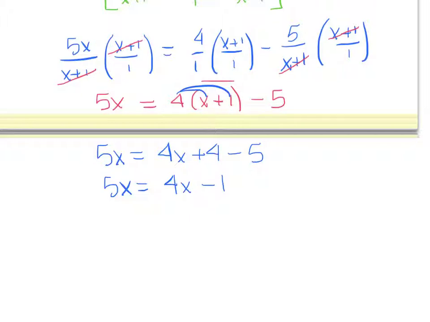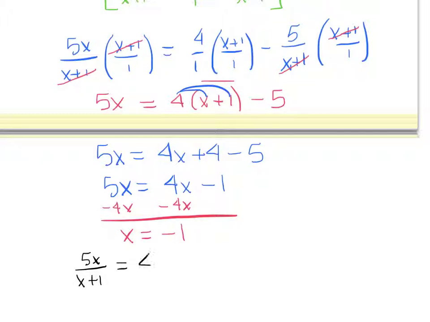Now I want to isolate all my x terms on one side, so I'm going to go ahead and subtract 4x from both sides, and I see that I have x is equal to negative 1. Now if you recall, your original function said to solve 5x divided by x plus 1 was equal to 4 minus 5 divided by x plus 1.